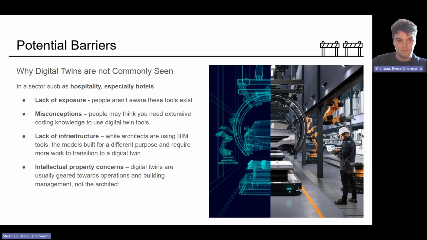There's also a lack of infrastructure. While architects are using BIM tools, the models built for a different purpose require a lot more work to transition to a digital model. And finally, intellectual property concerns. Digital twins are usually geared towards operations and building management and not the architect.